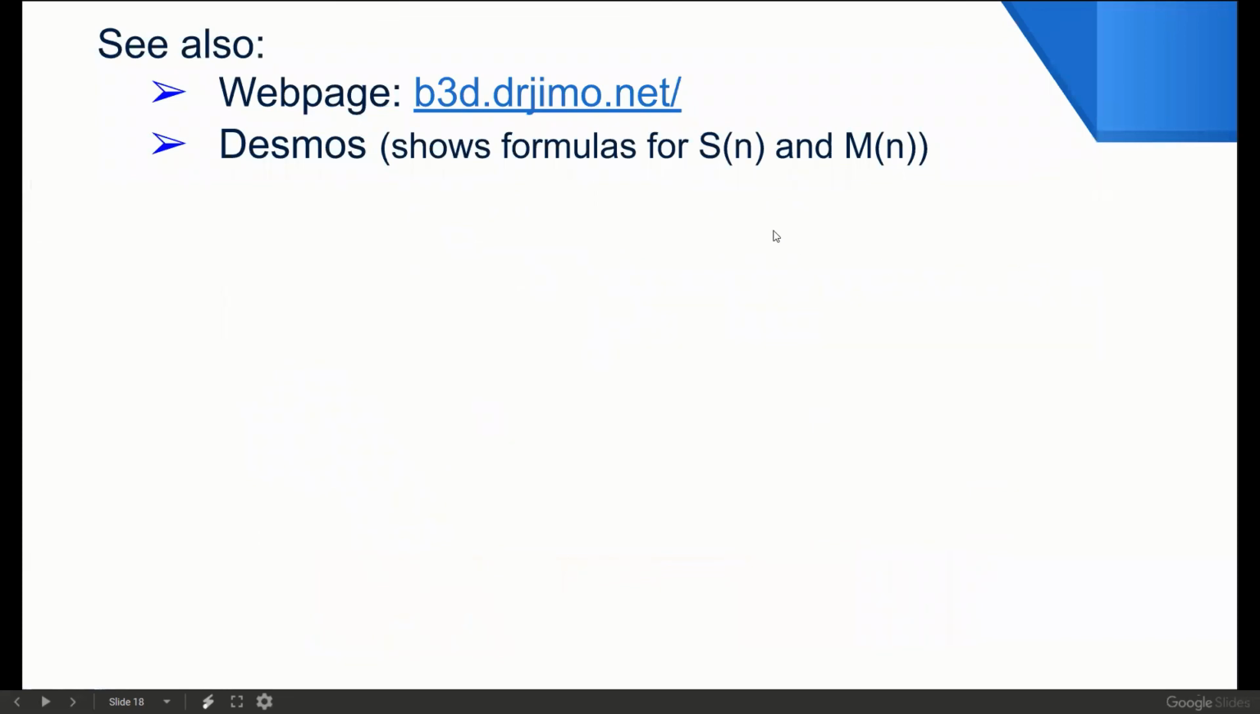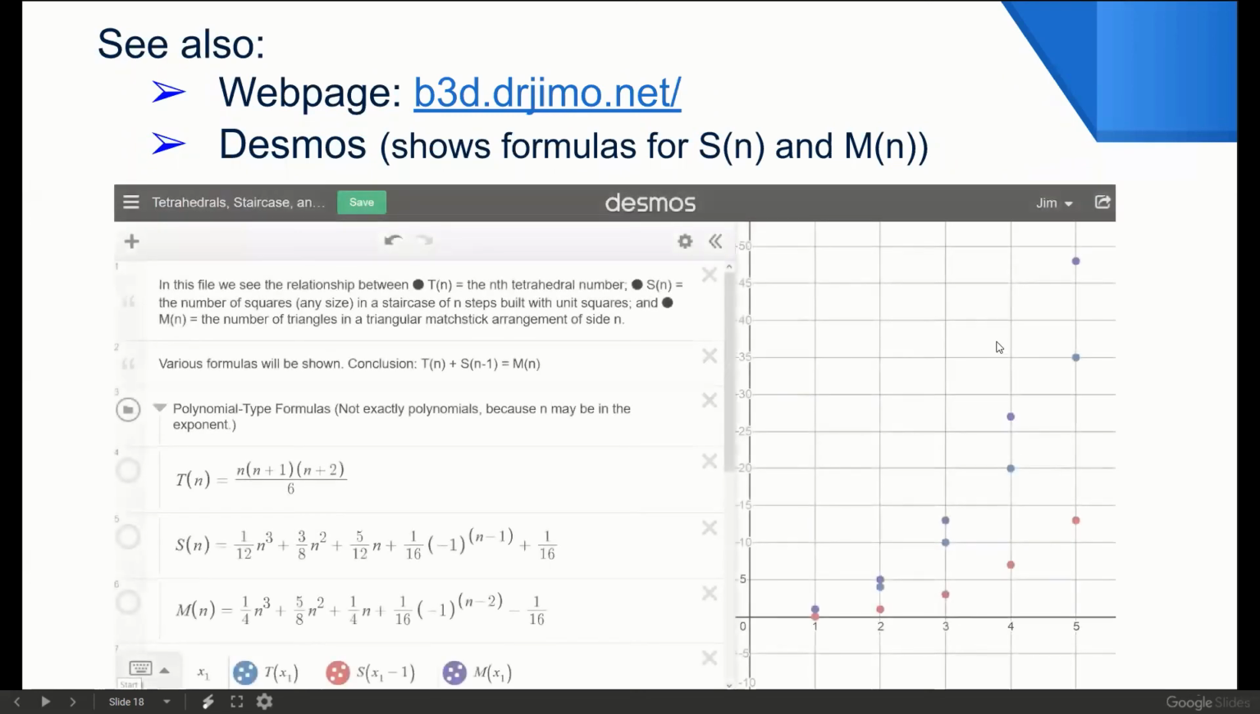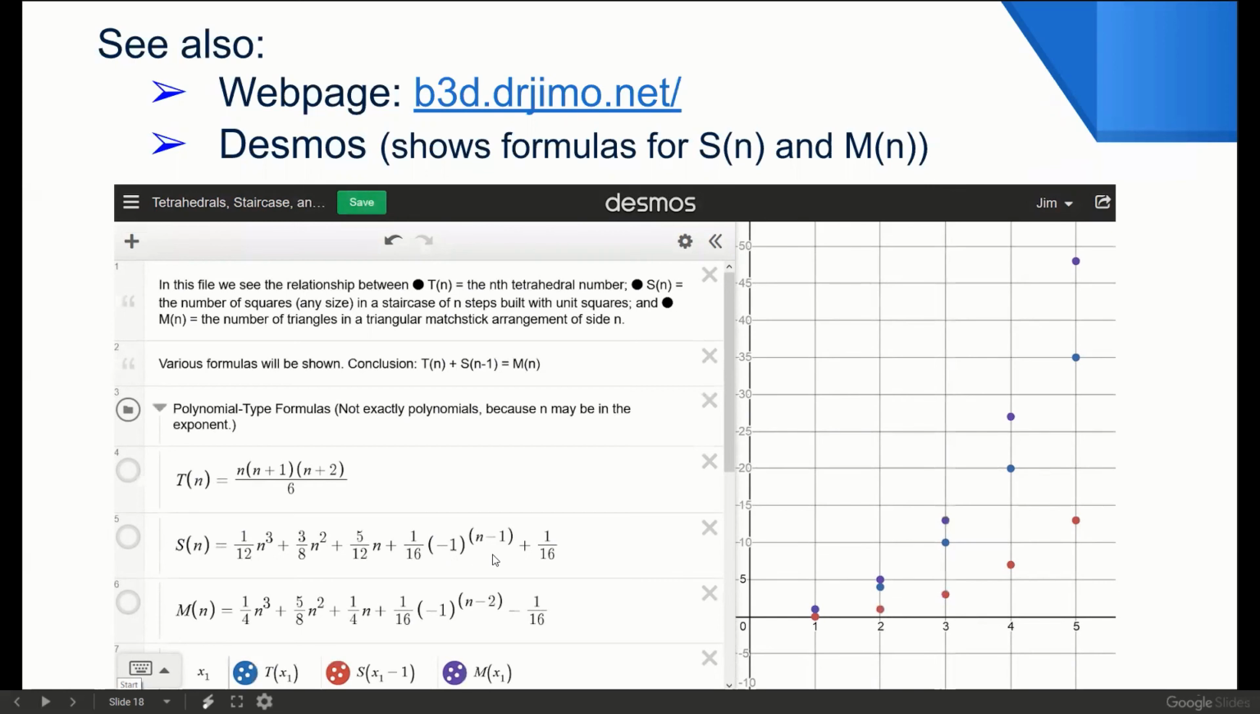I want to point out again that I have a web page where you can fiddle with this yourself, work with the GeoGebra. And I also have a Desmos file where I start looking at the formulas. And here is a formula for the number of squares in the staircase, and here is a formula for the number of matchstick triangles. And I look at 3 different ways you can look at those formulas.